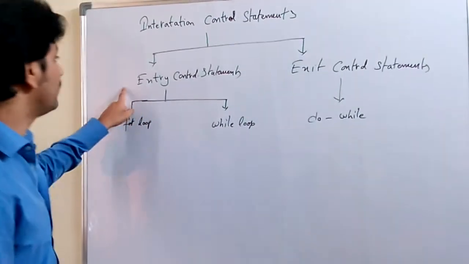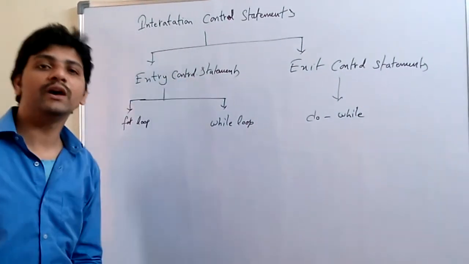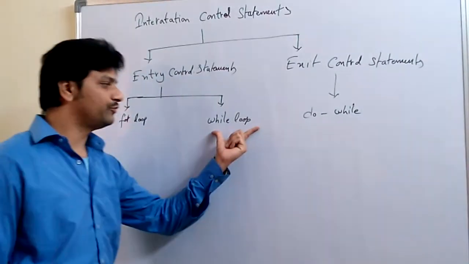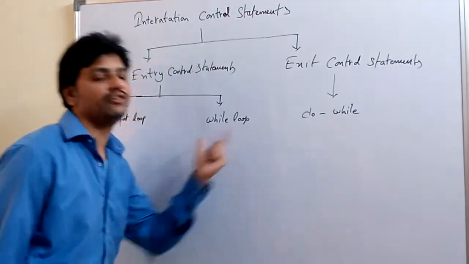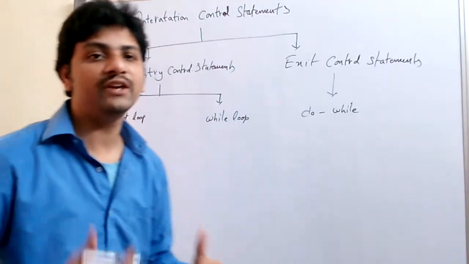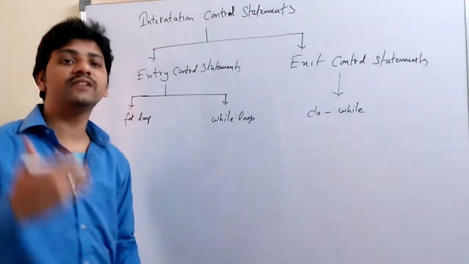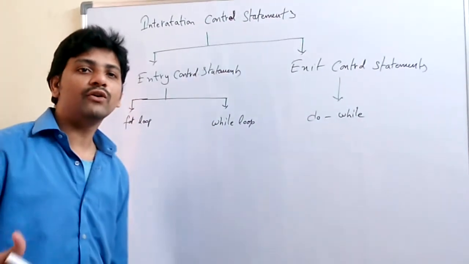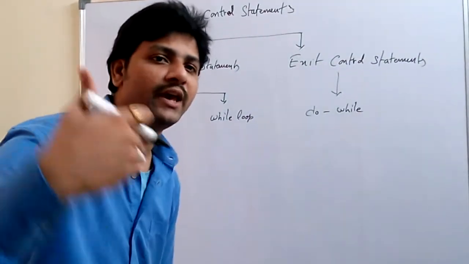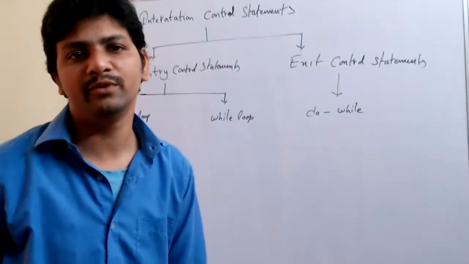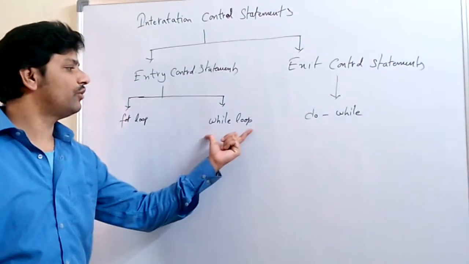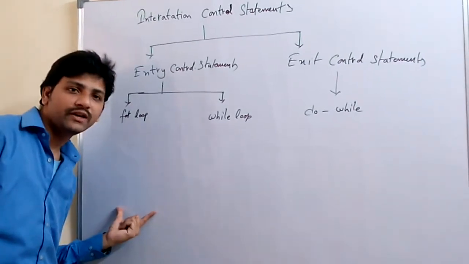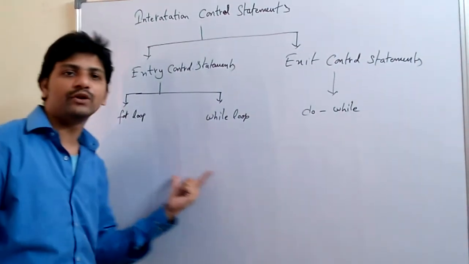But why is it called entry control statements? Because these two loops, for and while, check the condition first. If the condition is satisfied, then only it will go inside and execute the statements. Similarly, the statements are executed until and unless the condition is satisfied. So this is about entry. If the condition is satisfied, then only it will go into the loop. Otherwise, it will not go into the loop.